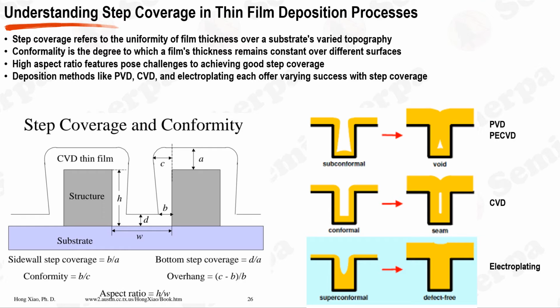Different deposition methods such as physical vapor deposition, PVD, chemical vapor deposition, CVD, and electroplating have varying success with step coverage. PVD, being a largely directional process, often struggles with step coverage, especially on the sidewalls of features and in high aspect ratio structures. CVD and electroplating, on the other hand, can provide better step coverage due to their more isotropic nature, but they can face challenges in filling high aspect ratio features without forming voids or seams. Therefore, a strategic choice and careful optimization of the deposition method are essential to achieve high-quality step coverage.